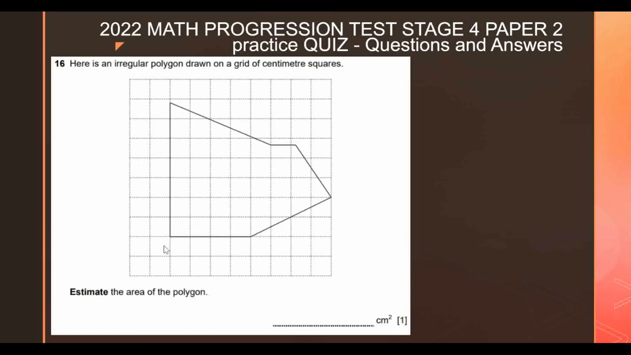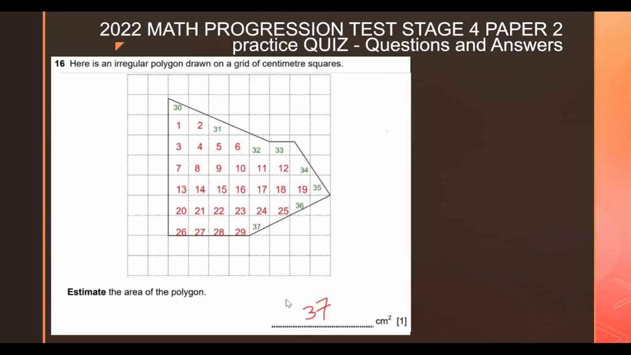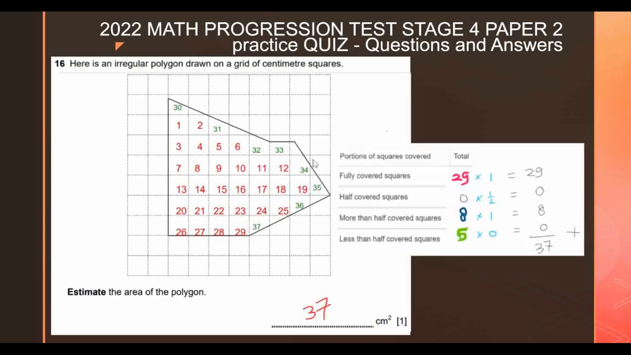If we have not finished, we may pause this video. Now let's see the answer. So we got 37 cm squared. Here's the explanation. For the portion of square covered, we see that the full squares are 1, 2, 3, up to 29. So we put 29 here for the full squares.